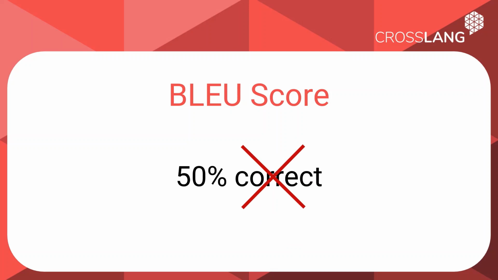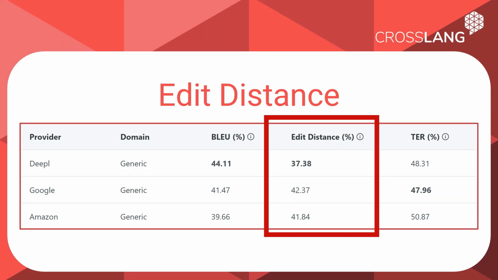It is important to note that the BLEU score is not the percentage of correctly translated text. For example, it would be wrong to assume that a translation with a BLEU score of 50 corresponds to 50% correctly translated sentences. Let's have a look at the second linguistic score, the edit distance.